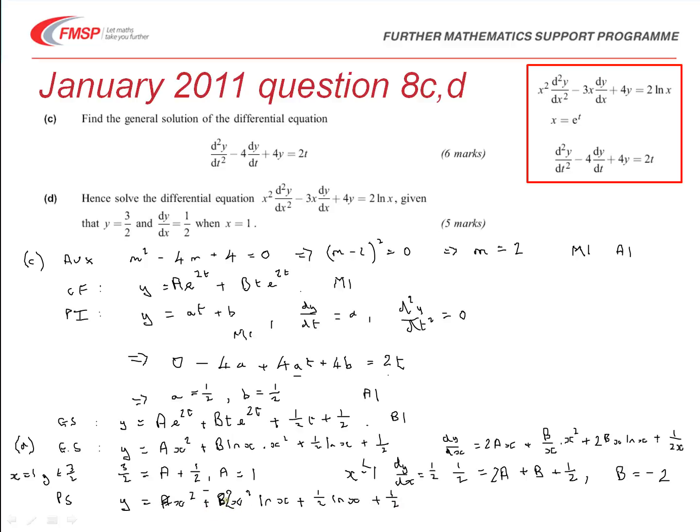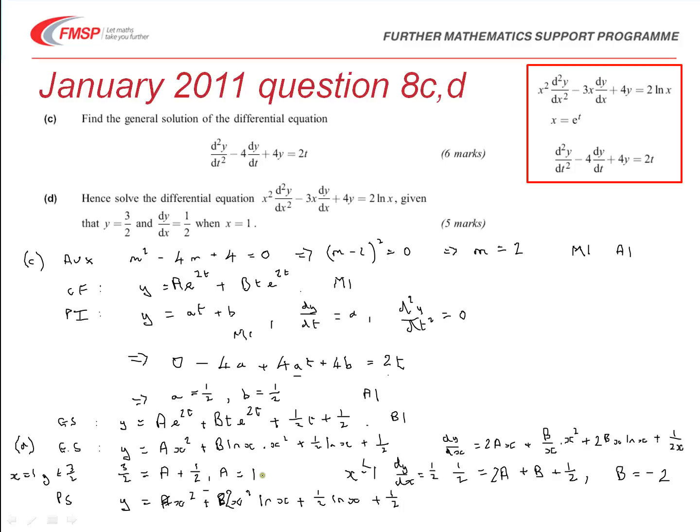You could tidy it up slightly, I suppose, and take x squared out as a factor of the first two terms and write x squared times 1 minus ln x, and similarly take the half out and write a half of ln x plus 1. But either way, whichever form you write it, you would get the marks for that part.